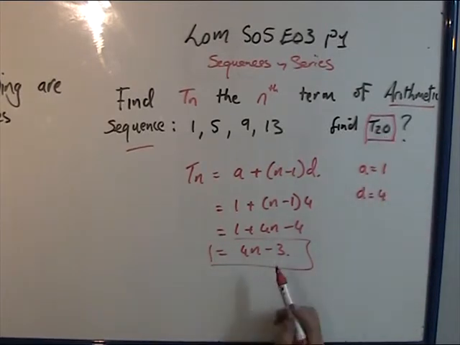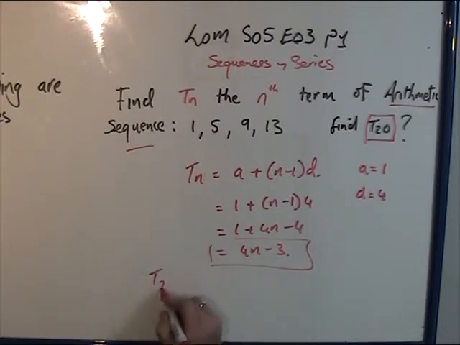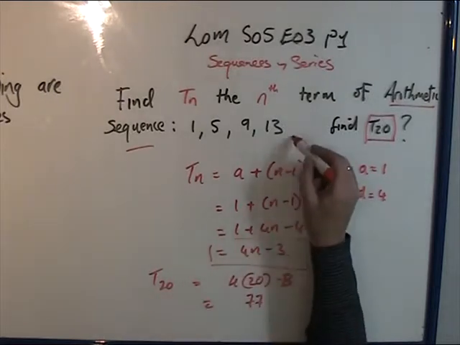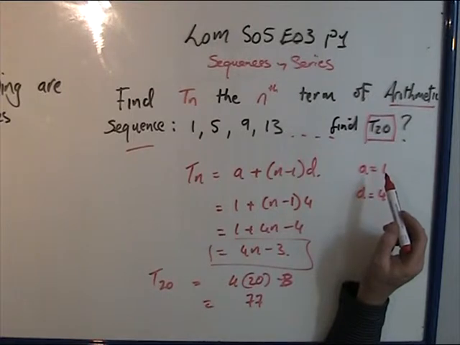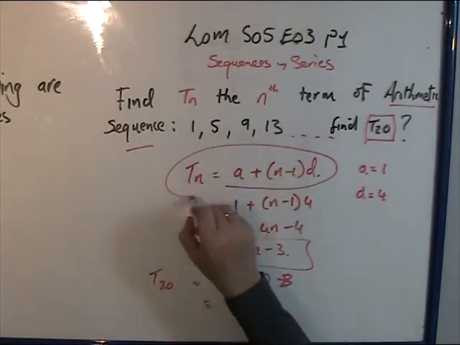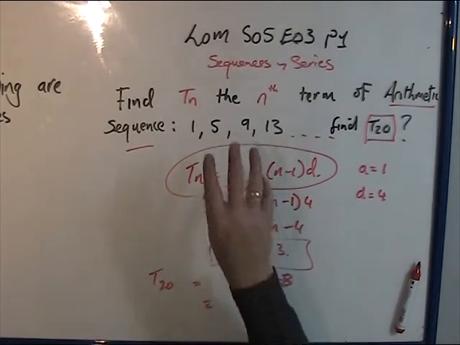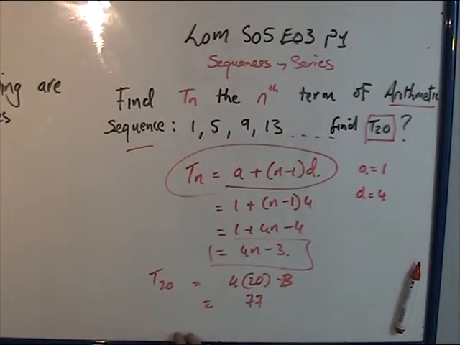Now find t of 20. Well, we know that Tn is equal to this, so we just put in 20. You just go 4 times 20 minus 3, which is 80 minus 3, which is equal to 77. That means the 20th term is going to be equal to 77. So this is a very interesting way of manipulating and simplifying the formula to suit this sequence, and then putting in your values of the term.